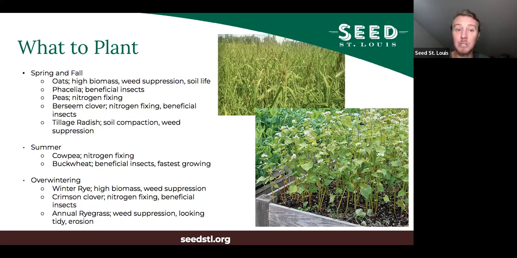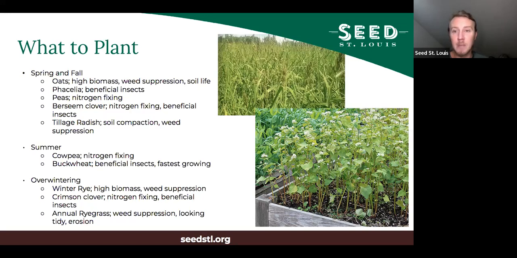And then tillage radish is a great one for breaking up soil compaction and is also pretty good at weed suppression. In the summer, there's really only two that I really like. Those are cowpeas, which are great for nitrogen fixation and also for suppressing weeds. And then buckwheat, which is good for beneficial insects. It is the fastest growing one, so if you just have a short window in the summer, it's a good one. It does also do pretty well at suppressing weeds.